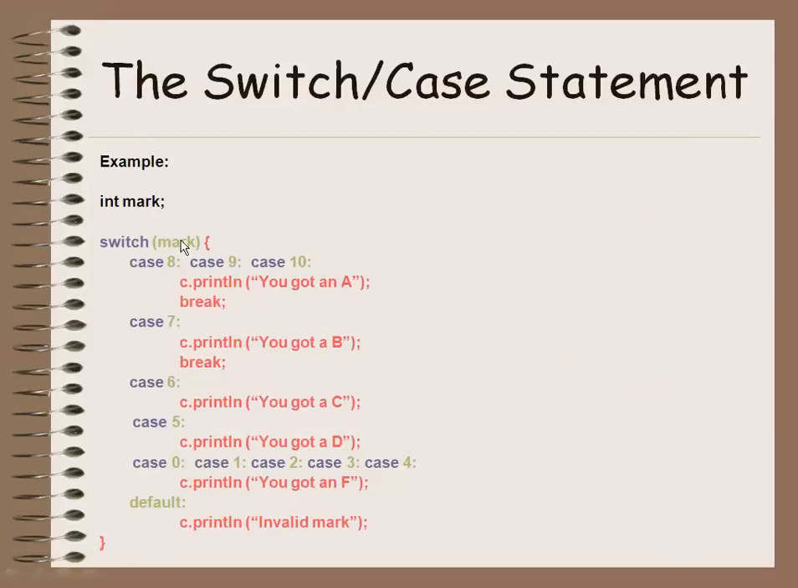So again, I'm going to have a mark that I'm going to be checking. If the mark is an 8, a 9, or a 10, I'm going to say you got an A, and I'm going to break. If it's a 7, I'm going to say you got a B, and a break, and so on all the way to the end. Now you notice in this case, I've made a couple of syntax errors. What I've forgotten to do is I've forgotten to put break statements under each of these lines. So if I were to actually run this program, and the person had a mark of 6, my output would be you got a C, you got a D, you got an F, invalid mark, all one after the other, because nowhere does it break out after I'm finished.